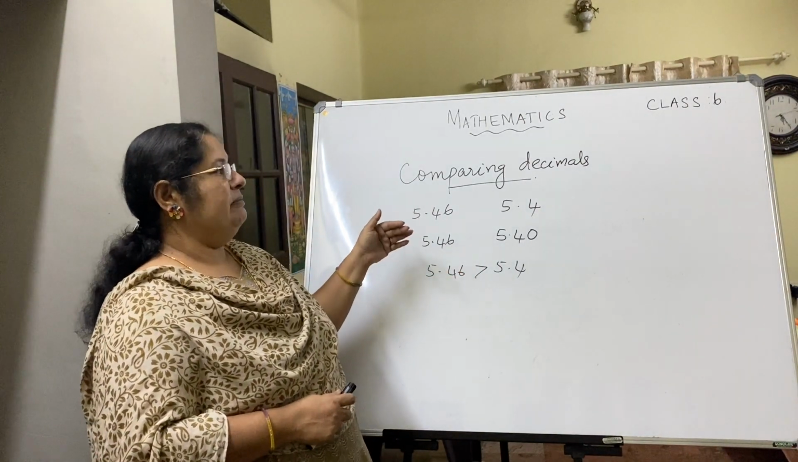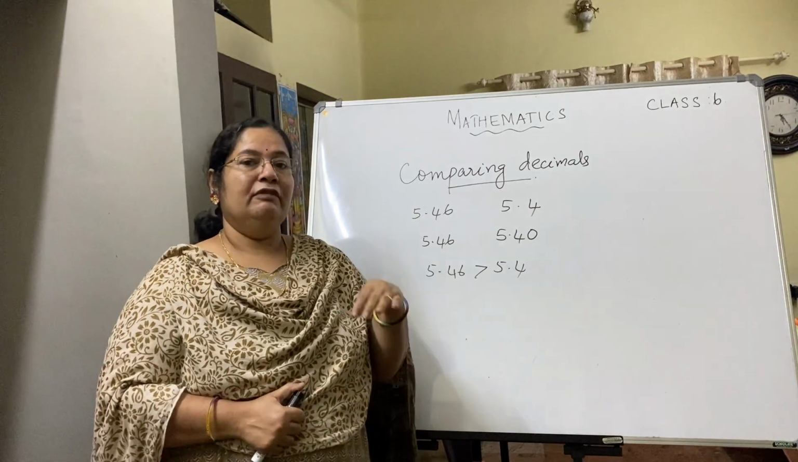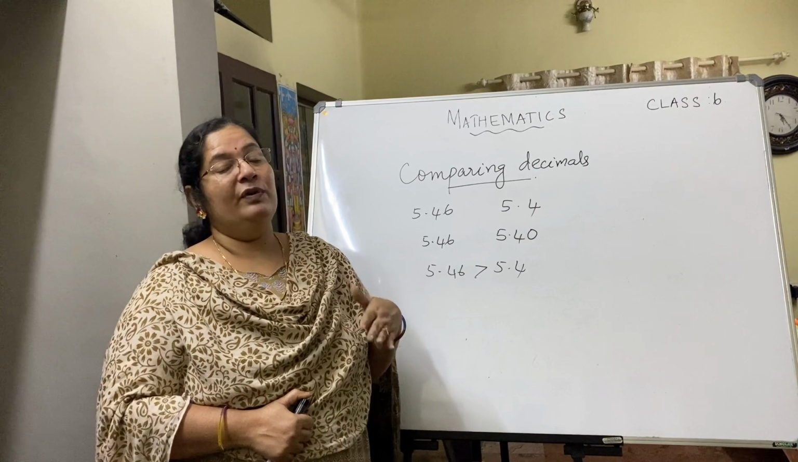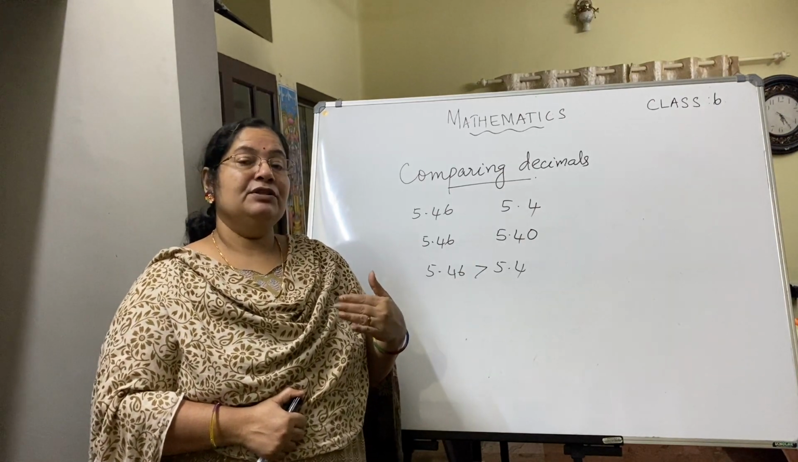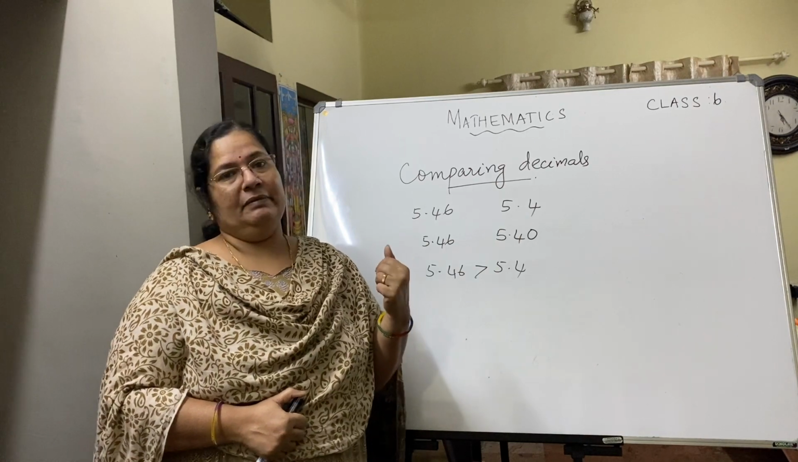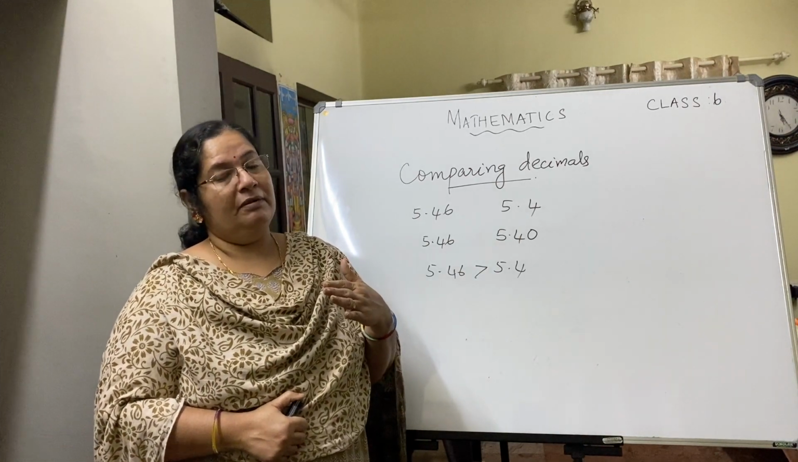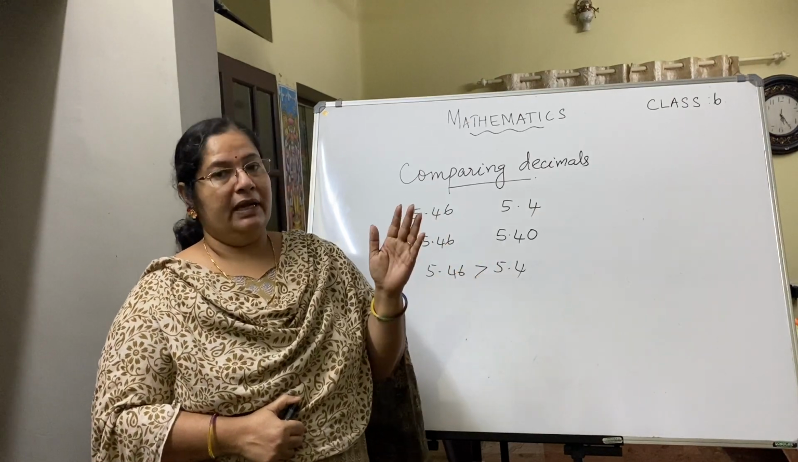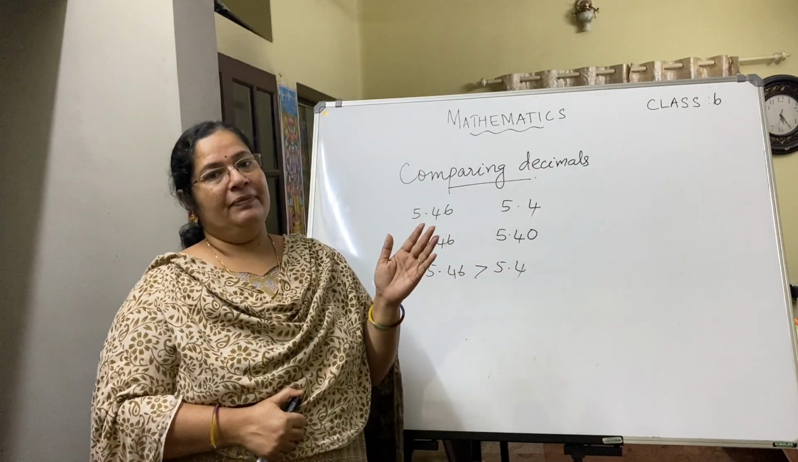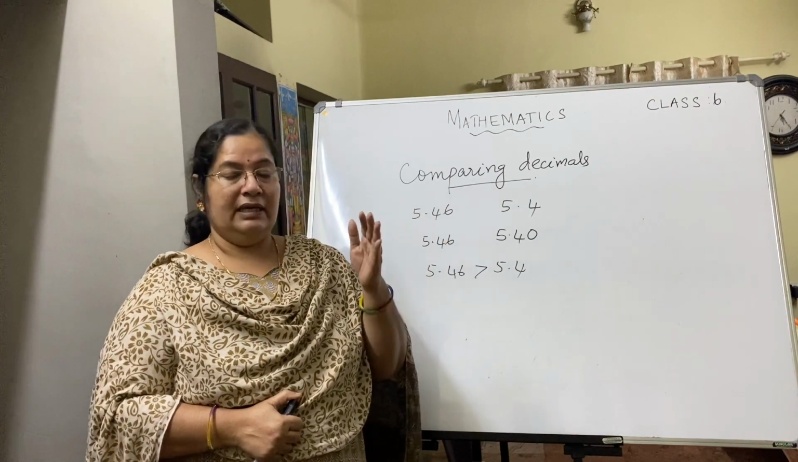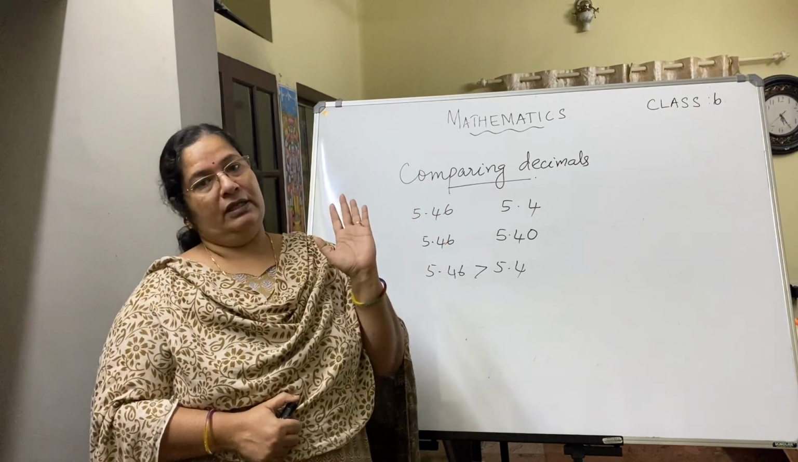So for unlike decimals comparison, one more step you have to do. What is that step? As a first step, you will change the unlike decimals to like decimals and then compare the like decimals. Like decimals, how are you comparing? First compare the whole number part. If it is the same, compare the 10th place. There also if it is the same, compare the 100th place. Again the same, compare the 1000th place.